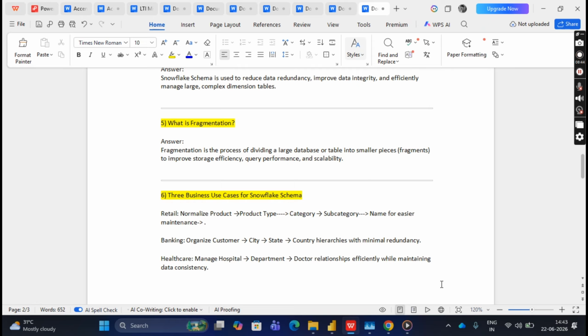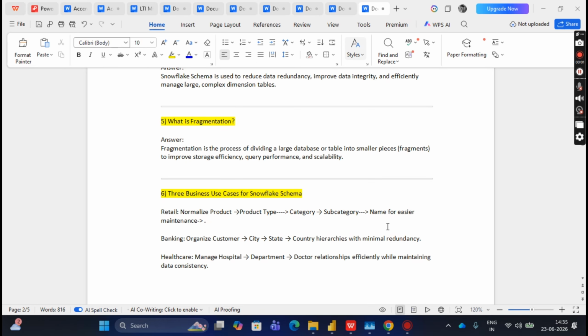Then another domain you can give is the banking domain, where we need to organize customer, city, state, country hierarchies with minimal redundancy, okay. We can take another example, the healthcare domain, where we have to maintain a lot of patients' names along with their city, country, district, region. So a lot of patients' data has to be maintained along with other locations of that patient or hospital. So this is also a large hierarchical data, so a very good example of implementing Snowflake schema.